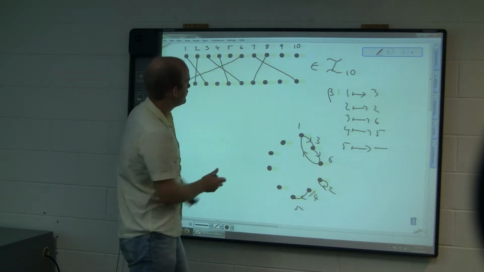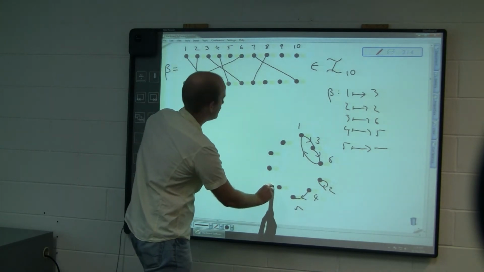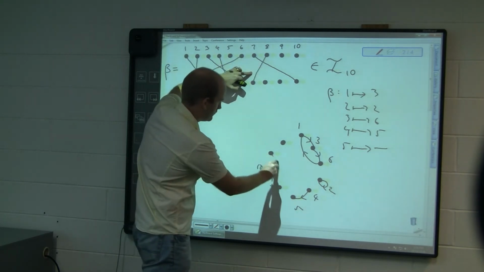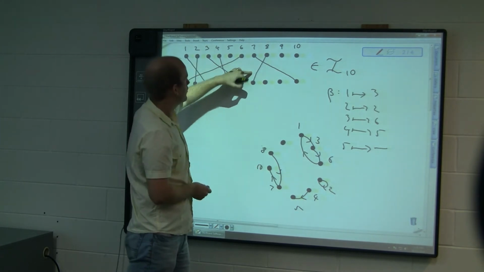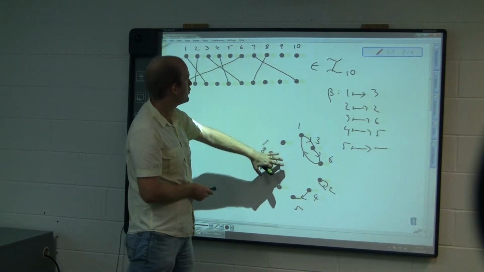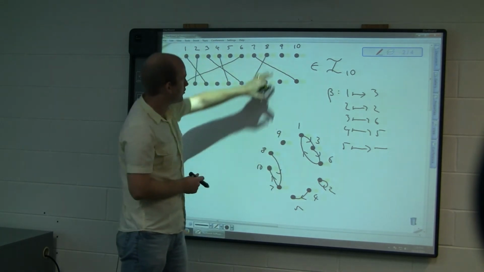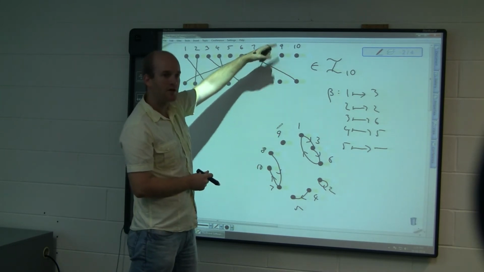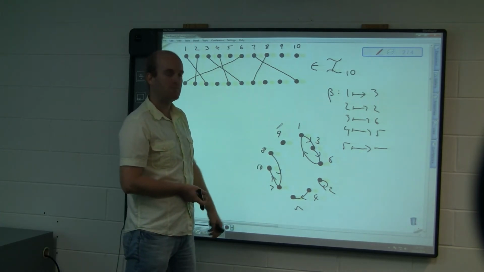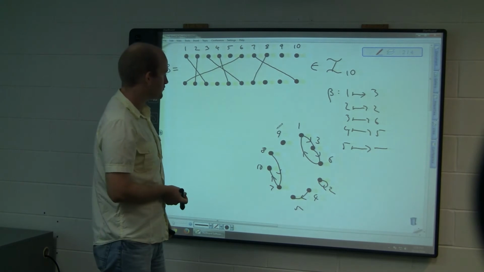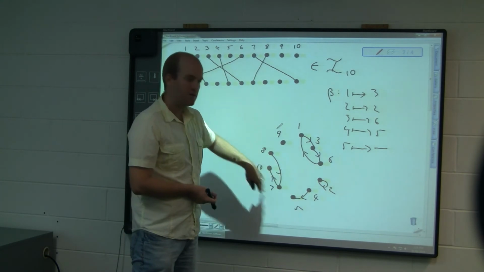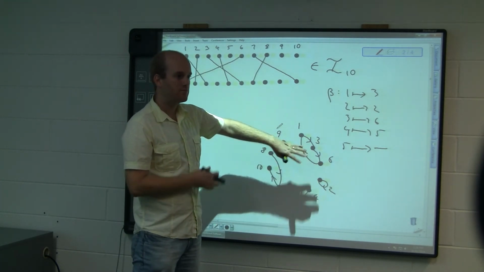And then what else? 7 goes to 10. 8 goes to 7. But nothing goes to 8 and nothing comes from 10. So that's all we get for that component. Then 9 is also in its own little component, but it doesn't go anywhere and nothing comes to it. So it's not a cycle like the 2 is, it's just an isolated vertex. Right? It doesn't go anywhere and nothing goes to it. So what we end up with is a bunch of cycles plus these sort of path things rather than cycles.